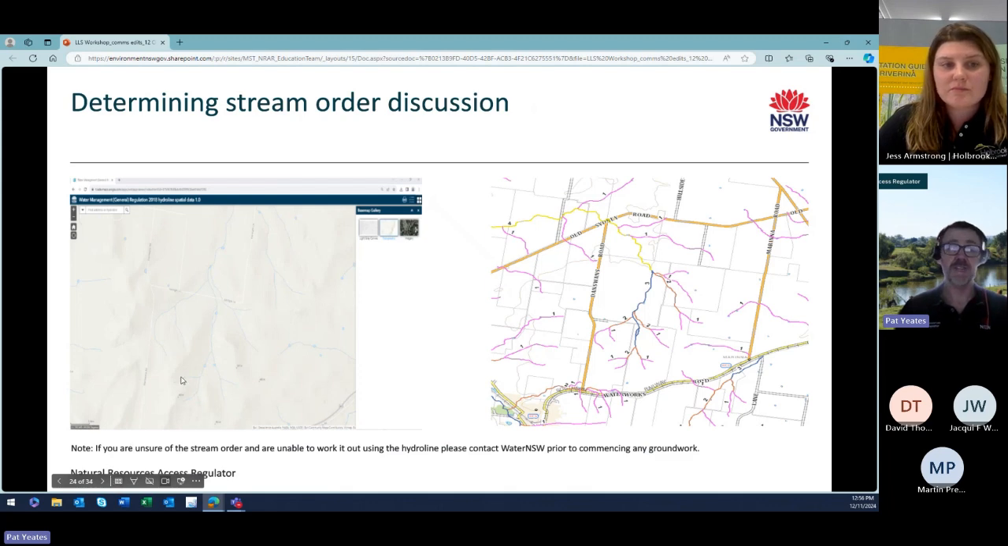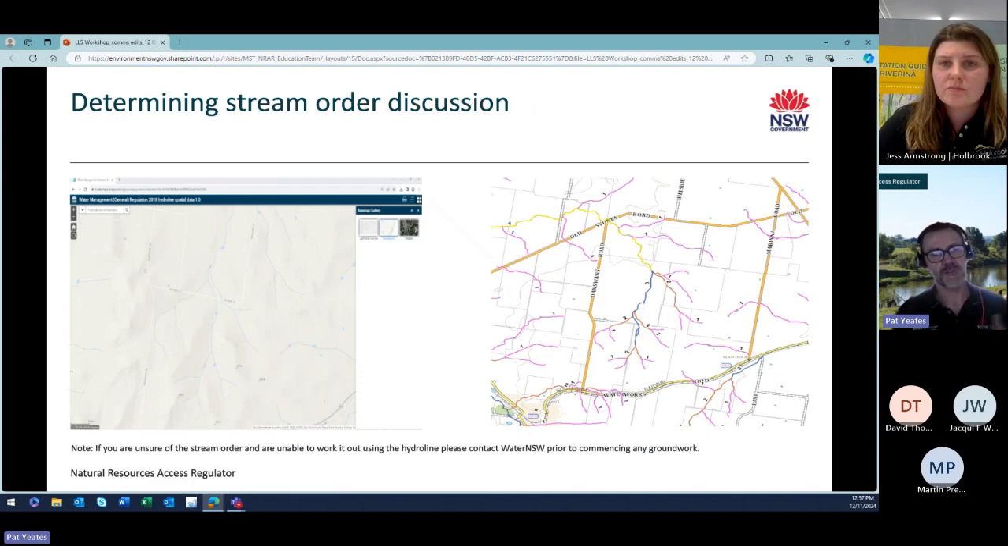And I suppose the other thing I just chat about is stock and domestic rights. It's another basic landholder right. So that's in addition to your harvestable rights. Your stock and domestic right allows a landholder who has direct access to a water course, so it might be a third order, fourth order, fifth order water course, so it's something that's permanently flowing.